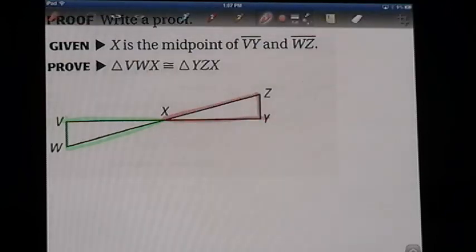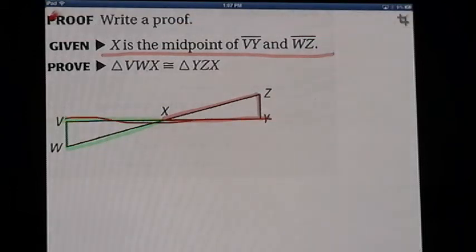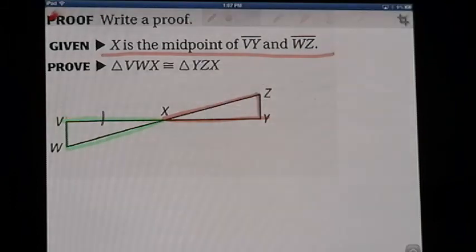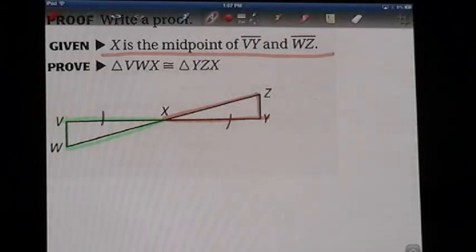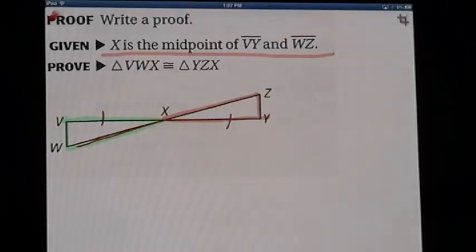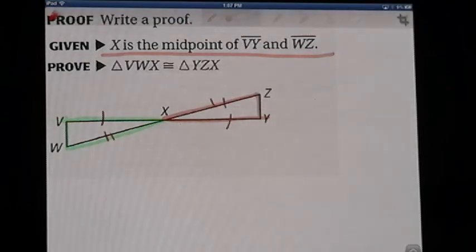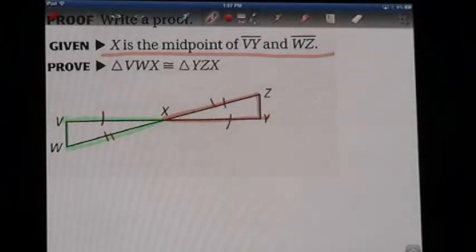Okay, so what we know is that X is the midpoint of VY and WZ, so we want to mark that. It's the midpoint of VY, so that means this side is congruent to this side. And it's also the midpoint of WZ, which means this is congruent to this. Okay, so I have two sides of these triangles.